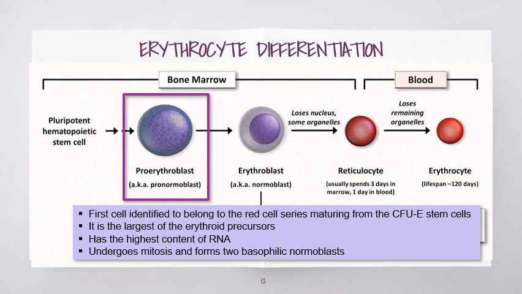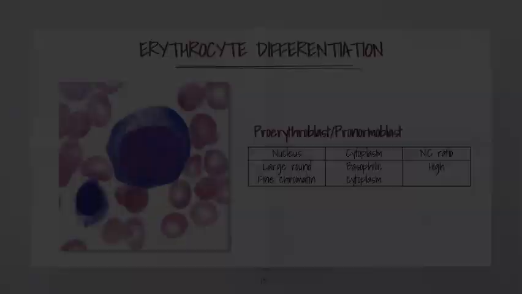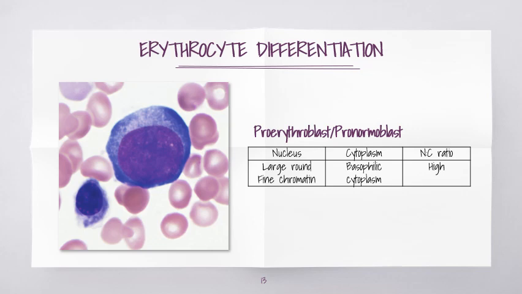It is also the largest of the erythroid precursors and has the highest content of RNA. It undergoes two mitoses and becomes two basophilic normoblasts. So this is an actual example of a pronormoblast or proerythroblast in the bone marrow. It's actually a large cell. It's a very large cell with a high NC ratio. So when we talk about high NC ratio, it means the nucleus is as big as the cytoplasm.